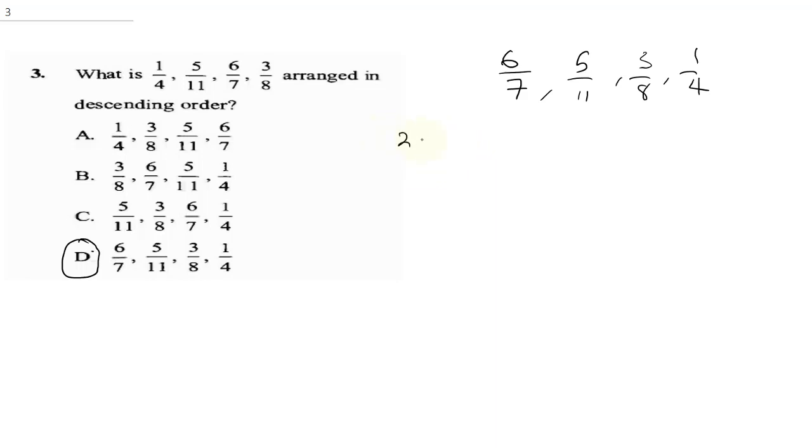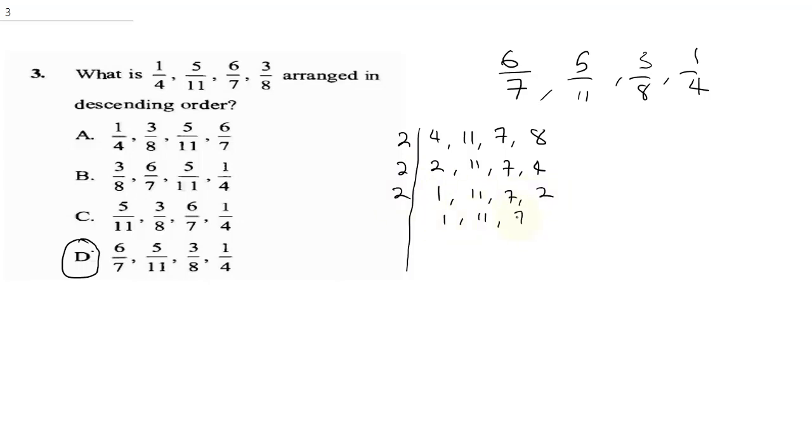So let's find the LCM of 4, 11, 7, and 8. 2 into 4 gives us 2, 2 into 11 is 11, this will be 7, and this will be 4. 2 here gives us 1, this will be 11, 7, and 2. 2 here will be 1, 11, 7, and 1. So I think 7 can go. This is 1, 11, 7, and 1. And 11, 1, 1, 1, 1.